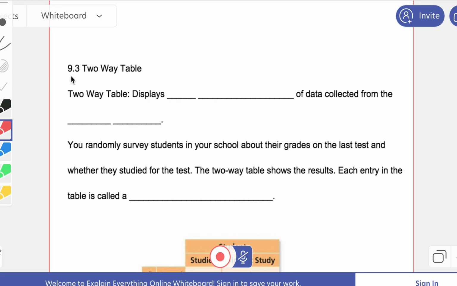So this is section 9.3, talking about a two-way table. A two-way table displays two, shocker, categories. In that previous example, we had size and color. So a two-way table displays two different categories of data collected from the same source.